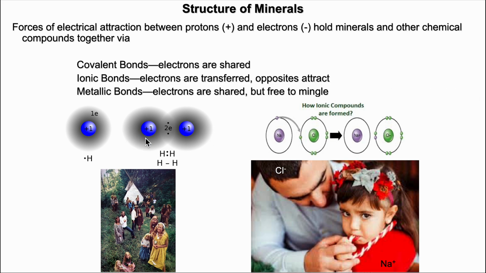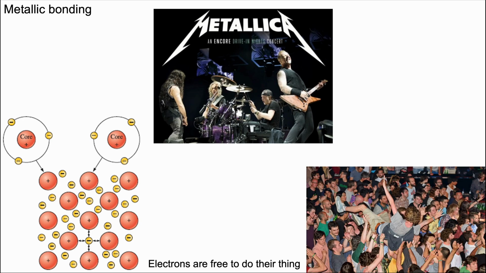And lastly, we have metallic bonds. These are bonds in which electrons are shared. They're free to move around the cabin. In metallic bonding, electrons are free to do their thing.